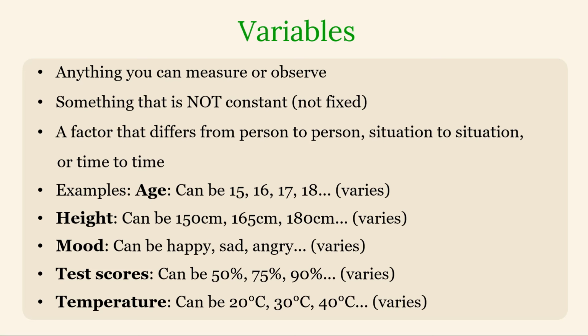Let's take age as one of the variables. Age can be 15 years, 16 years, 17 years, or 18 years. It varies from person to person. Similarly, height can also be a variable, which can be 150 centimeter, 165 centimeter, 180 centimeter. Again, it varies from person to person. Mood of a person can be happy, can be sad. It varies from situation to situation. The test score can be 50%, 75%, 90%. It varies from time to time, person to person, and situation to situation. Similarly, temperature can also be considered a variable because it also varies from time to time and situation to situation.